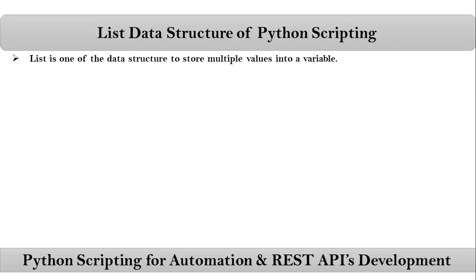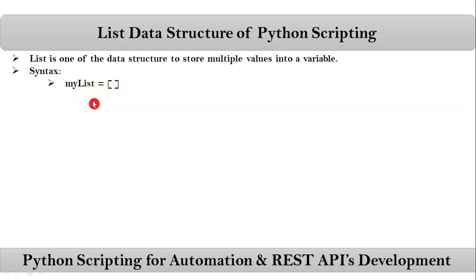And whenever you want to create a variable using the list data structure, you have to follow this syntax. Here I have simply taken my list equals to empty square brackets. That means as of now in your variable you don't have any values. It is an empty variable which is created by using the list data structure.